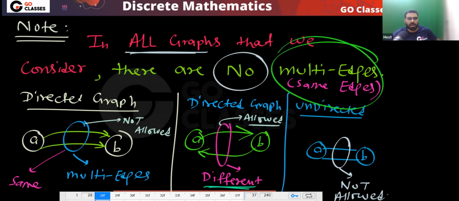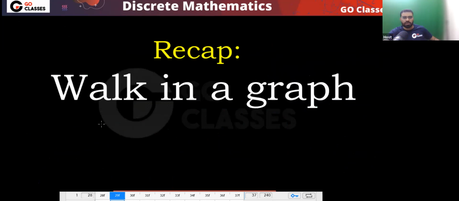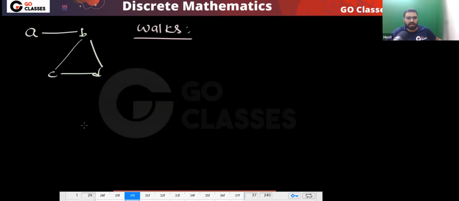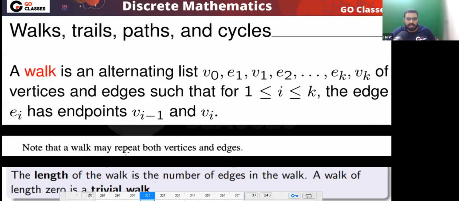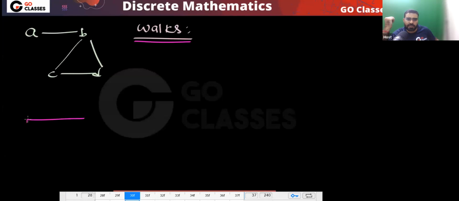Now let's move on to the concept of a walk in a graph. I told you that in a walk, repetition of vertices and edges is allowed. A walk may repeat both vertices and edges. It is a simple concept, like walking in a park. When you are walking in a park, can you repeat the same track? Yes, you can repeat. Walk simply means that you can repeat edges and vertices.